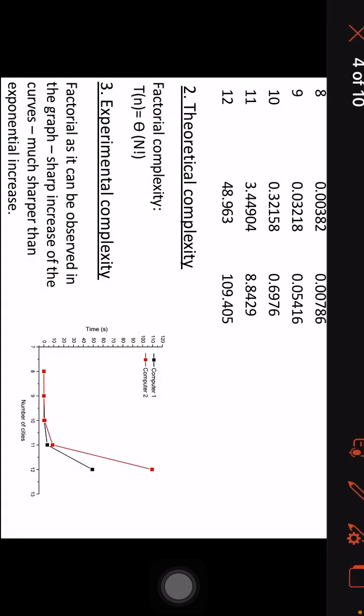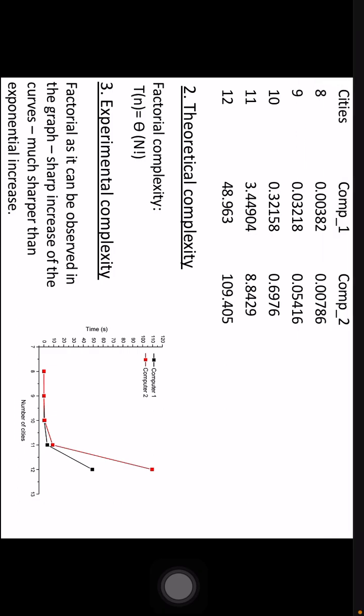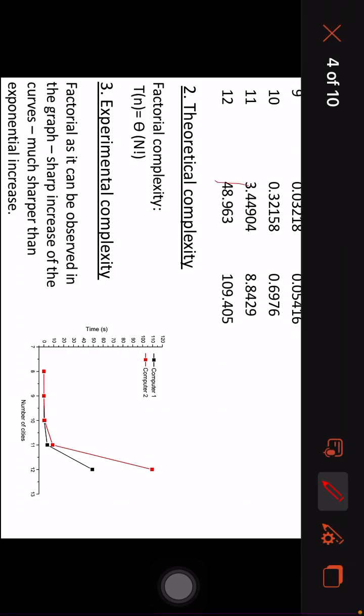the complexity increases from 3 to 48, as you can see here, and here it increases from 8 to 109. Yes, so it increases drastically. This increment is much faster, as you can see. Also here, this increment occurs very sharply. It goes like this and then rises very sharply.